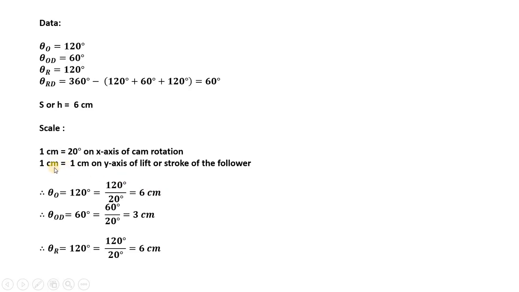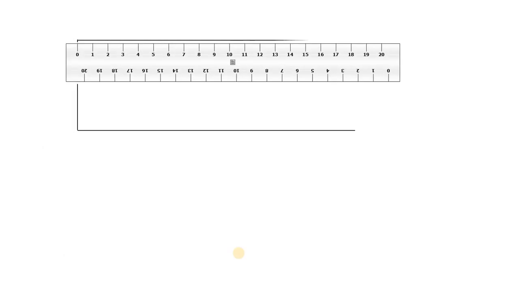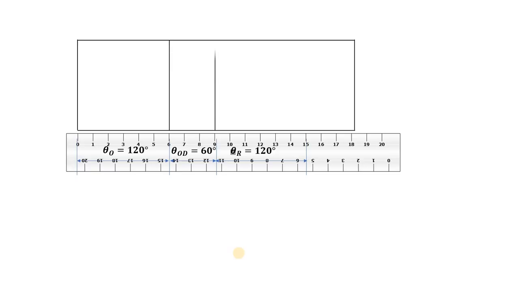Similarly, on the y-axis, 1 centimeter is equal to 1 centimeter. So on the y-axis, the 6 centimeter stroke will be represented by the original length of 6 centimeter. So let us first draw the displacement diagram for this. So we have considered the 6 centimeter length of the outstroke, then 3 centimeter length for the outstroke dwell, and then the 6 centimeter length for the return stroke.